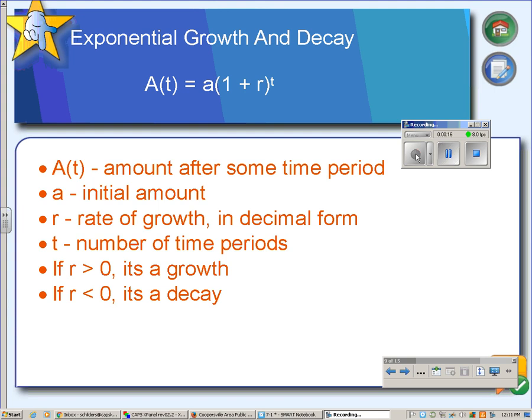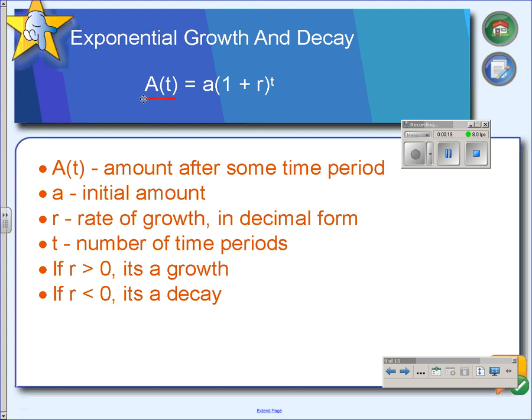In this model we have A of t, which is going to be the amount at the end of some time period. A, lowercase a, is going to be the initial amount, the amount we start with. R is going to be the rate of growth or the rate of change. The R value needs to be written as a decimal. So if you were given a growth rate of 5%, you would write that as 0.05. And then t is the amount of time.